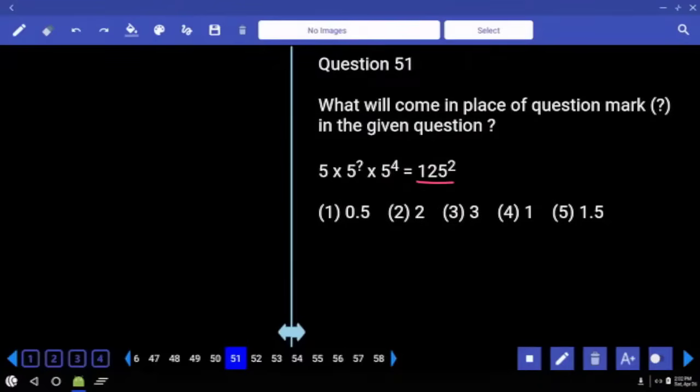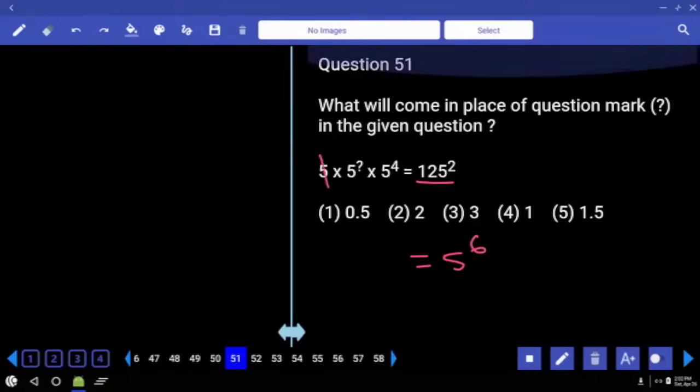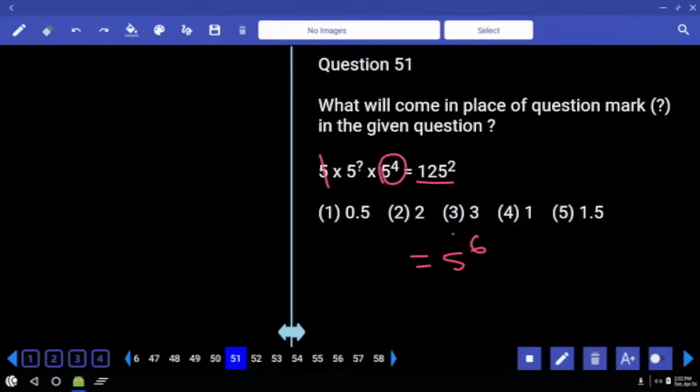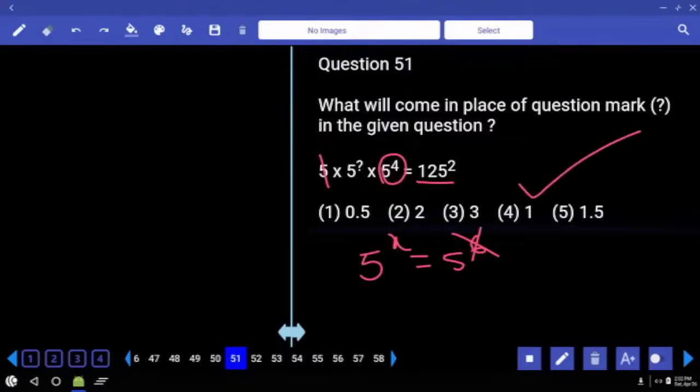Base value right hand side we can write it as 5 cube to the power of 2. 5 power 6. Already left hand side 5 and then 5 power 4 we have. So 5 power 5 cancelled in 5 power 6. Left over is 5. 5 power x is equal to 5. Then x is equal to 1.